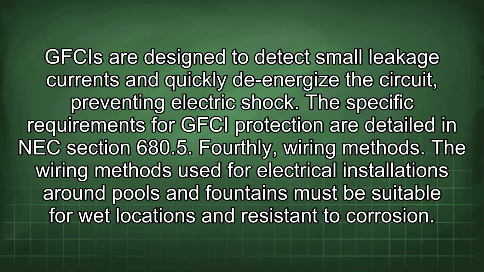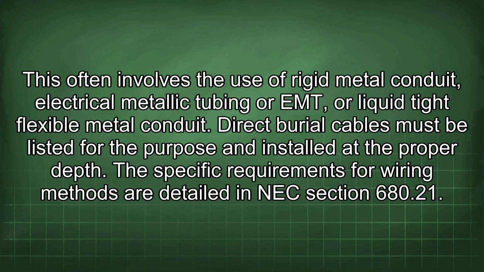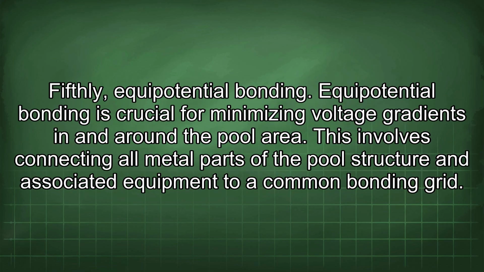Fourthly, wiring methods. The wiring methods used for electrical installations around pools and fountains must be suitable for wet locations and resistant to corrosion. This often involves the use of rigid metal conduit, electrical metallic tubing or ENT, or liquid-tight flexible metal conduit. Direct burial cables must be listed for the purpose and installed at the proper depth. The specific requirements for wiring methods are detailed in NEC Section 680.21.